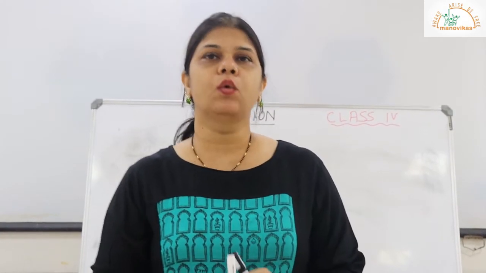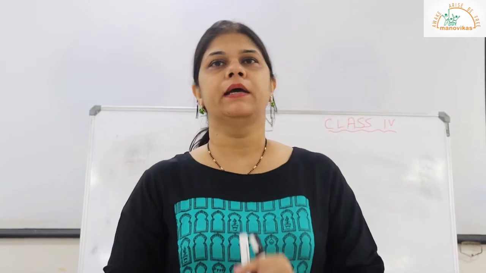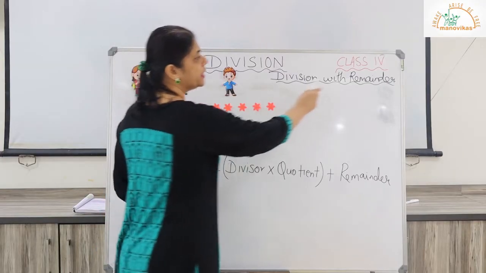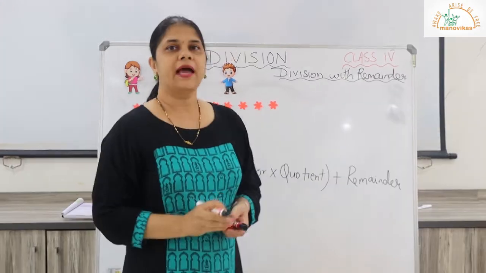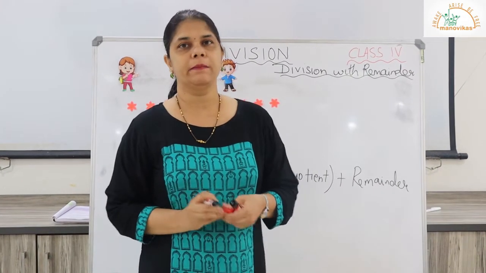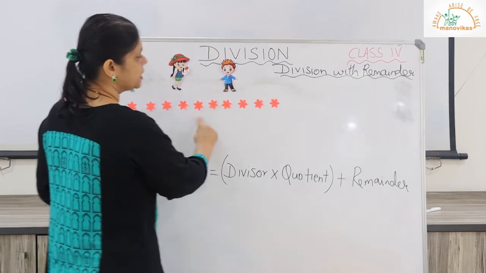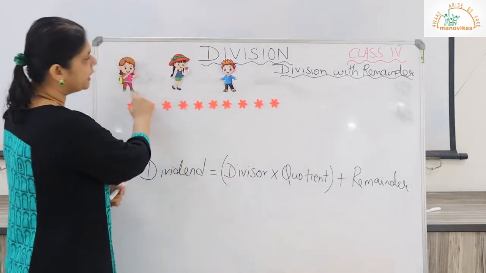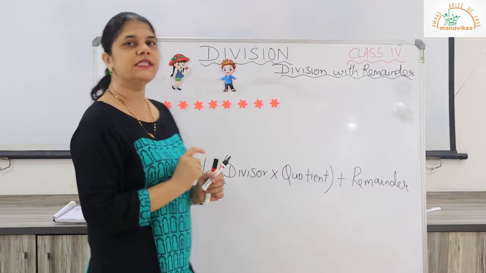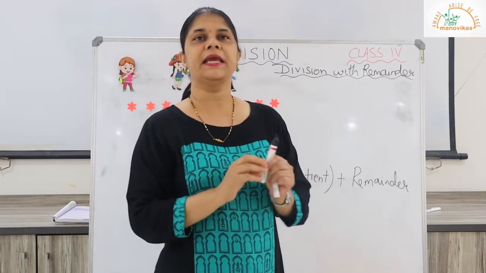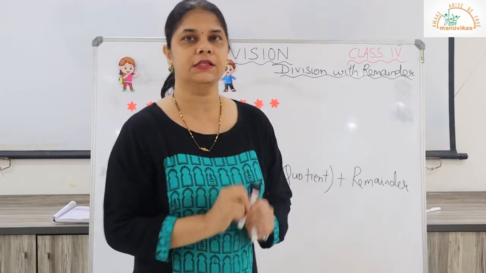Today we will know what you mean by a remainder. Division with a remainder. I will first explain what you mean by a remainder. Now, I have 10 flowers over here and I have 3 children, and I have to distribute these 10 flowers equally among these 3 children.